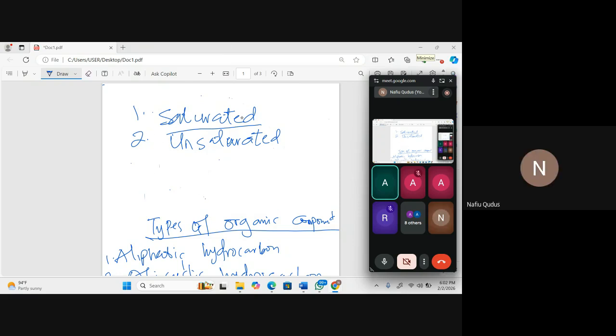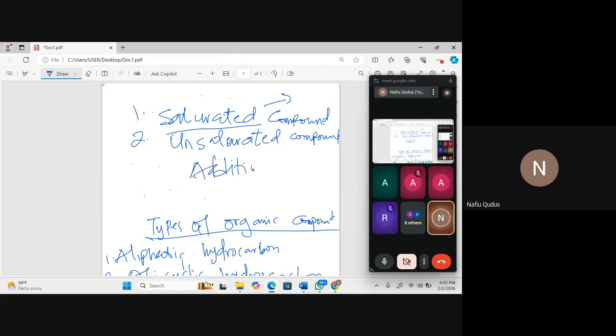So we have two types of compound that they do ask questions about, that you need to know: the saturated compound and unsaturated compound. Now, what do we mean by saturated? When you say the word saturated, it means it has reached a point whereby it cannot undergo what we call addition reaction. What do I call it? Addition reaction.